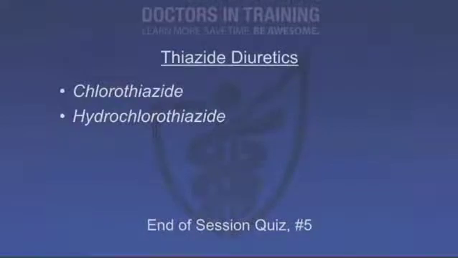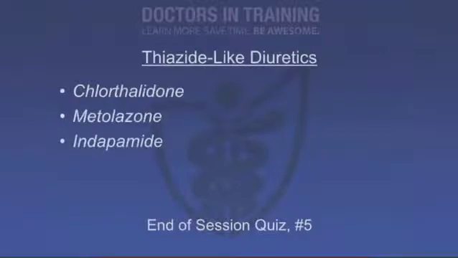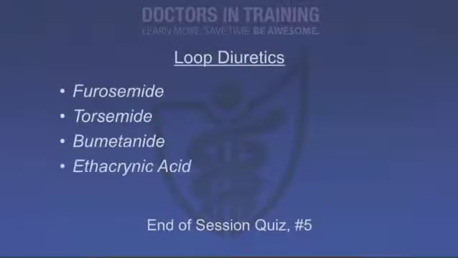All right, next question. Classify the following diuretics as either thiazide, loop, or potassium-sparing diuretic. Well, the first category are the thiazides. These are relatively easy. You've got chlorothiazide and hydrochlorothiazide. And then in that category, we'll also lump the thiazide-like diuretics, including chlorthalidone, metolazone, and indapamide. Then we have the loop diuretics, which include furosemide, torsemide, bumetanide, and ethacrynic acid. And then the rest of them are the potassium-sparing diuretics.